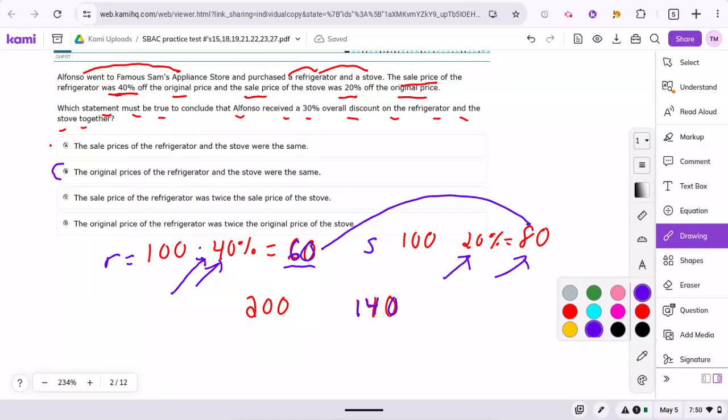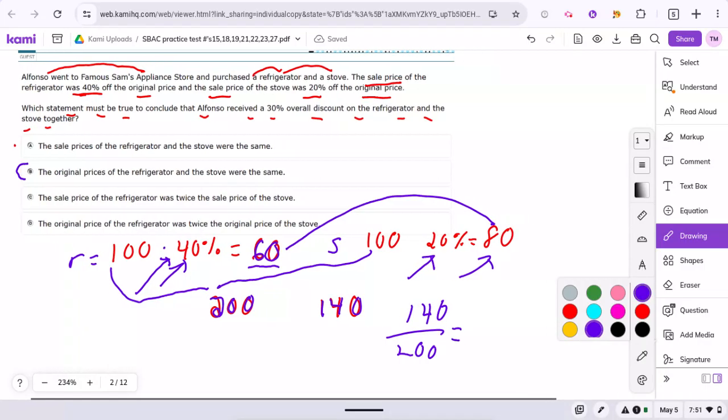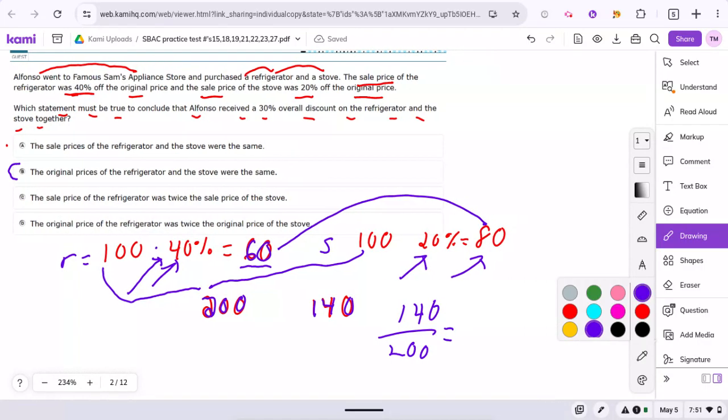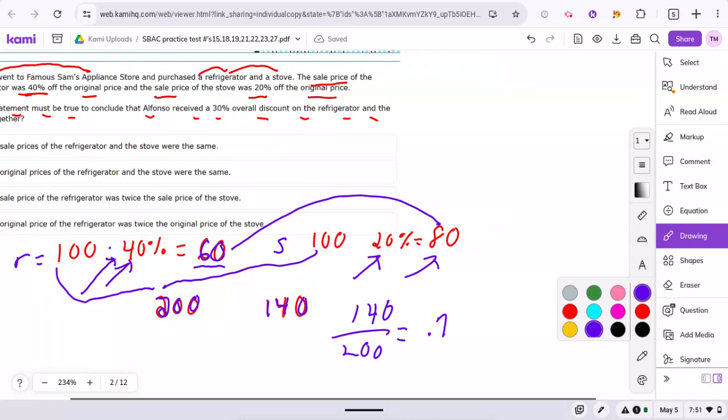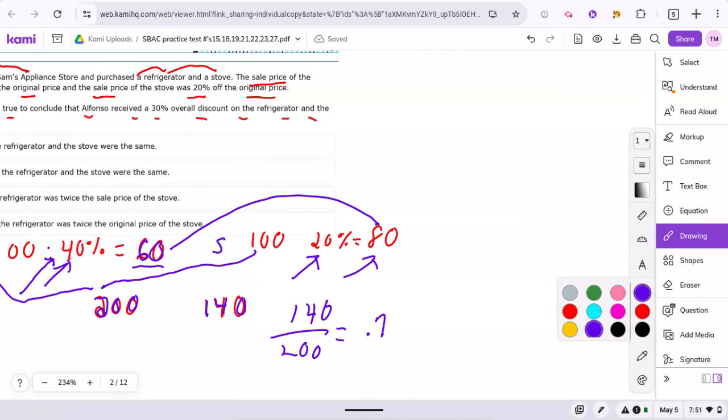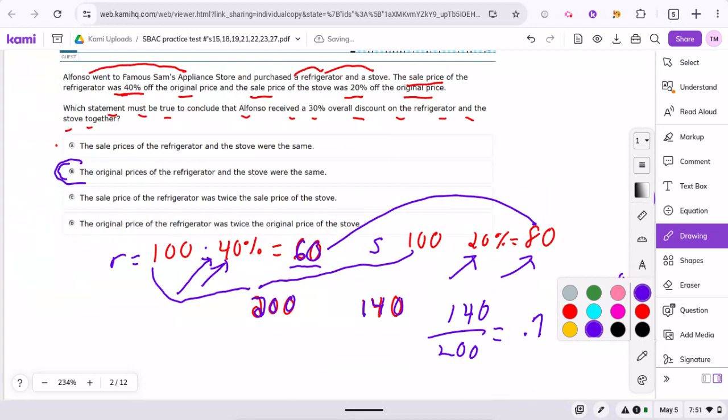Then to check if my answer was correct, I saw the total original price of them together was 100 and 100. So then I did division. I did 140 over 200 to see what percentage it was of the original price. And if you divide 140 by 200, you'd get 0.7, which turned out to be 70%. So you're paying 70% of the original price for these items combined together. That would mean you're getting 30% off. So yes, this one would be correct.